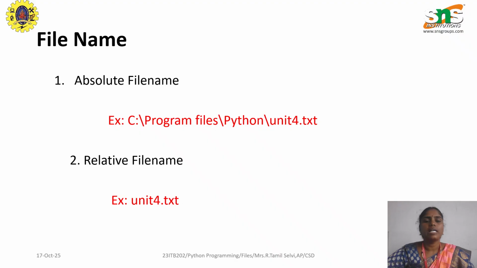And the second one is the relative file name. If you are specifying the file path starting from the root directory, we call it an absolute file name. If you are specifying the file path that is in the current working directory, then we call it a relative file name.